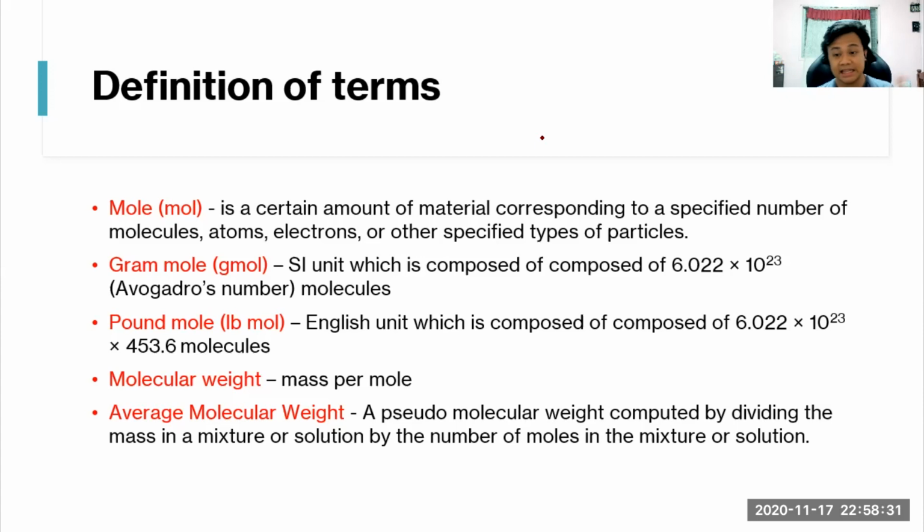in the SI and in the English unit. Basically they mean the same thing, but the way they are obtained is different. When we say gram mole, it is the SI unit, which is composed of 6.022 times 10 to the 23rd, called Avogadro's number, of molecules.